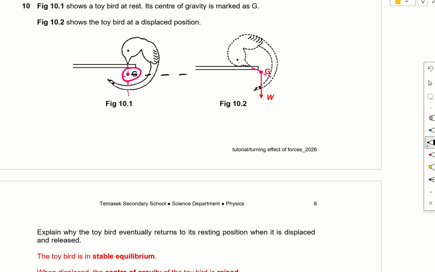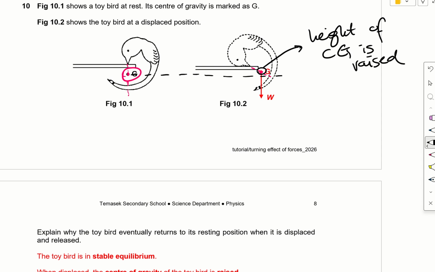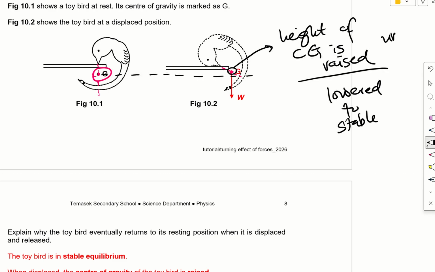But you notice that the height of the CG is actually raised. The height of CG above a reference point or reference level is raised. And we know that when it's raised, it will be lowered to stable. The height of CG is raised when unstable. We know that this toy is going to flip back.